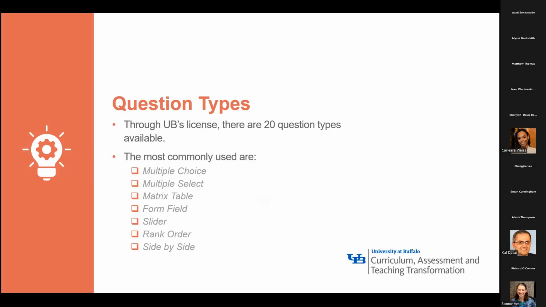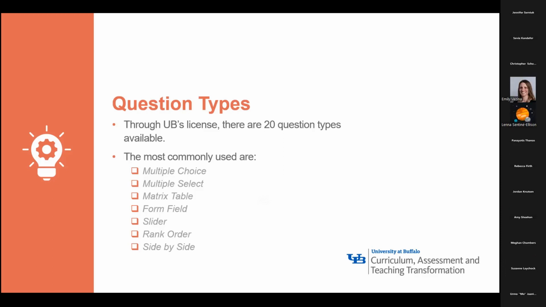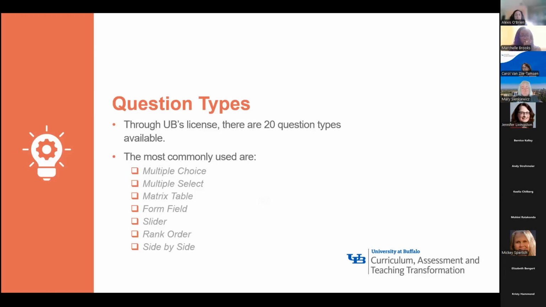You can use a slider item, which allows them to slide the little box to where they think that their rating would be. It does allow people to rank order particular topics within an item. And then you can do side-by-side questions where you have one set of questions on the left and a complementary set of questions on the right. And so there are some pretty complex question types that this tool will support.